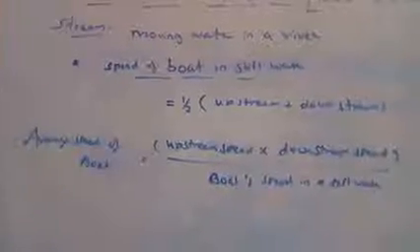Then also the speed of man in still water. These are all the formulas related to upstream and downstream. I already told what is upstream, what is downstream, what is the meaning of stream, and what is still water. So this is all the initial idea. If you know this idea, then we move further.